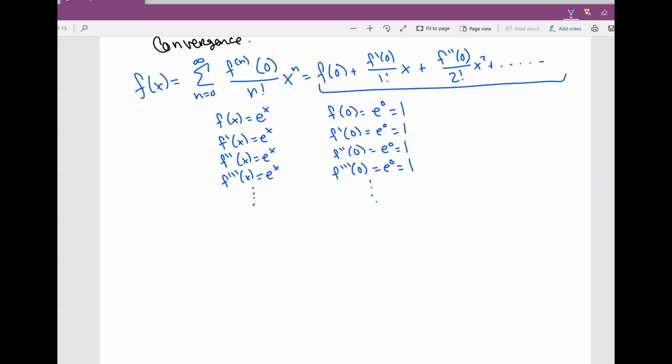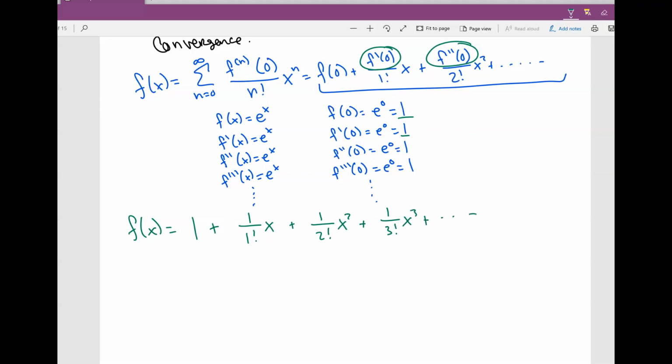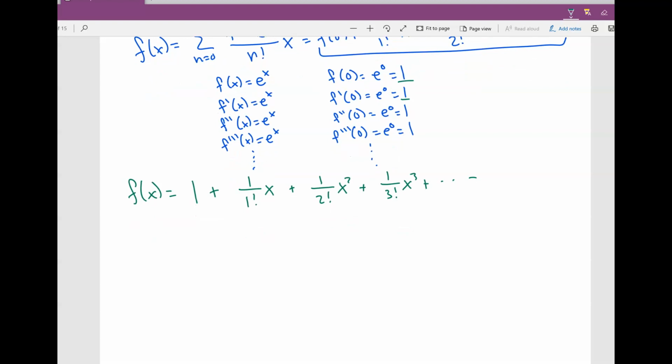So now all you want to do is just plug it into the thing that I just underlined. So my function f of x is going to be equal to, so f of 0 equals 1, so I'm going to plug in 1 in there. F prime of 0 is also another 1, over 1 factorial, and then x. F double prime of 0 is also going to give me a 1 over 2 factorial x squared, and then keep going, 1 over 3 factorial x cubed, continues on. So this is basically the Maclaurin series.